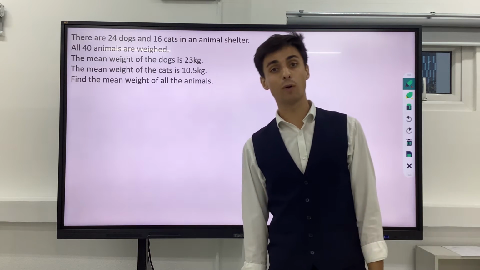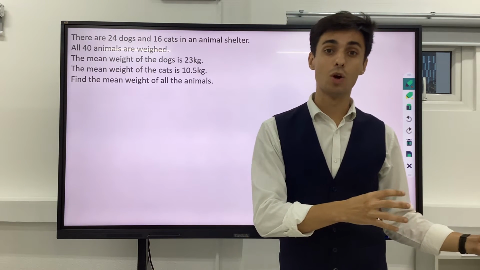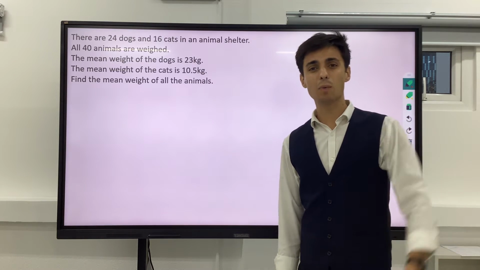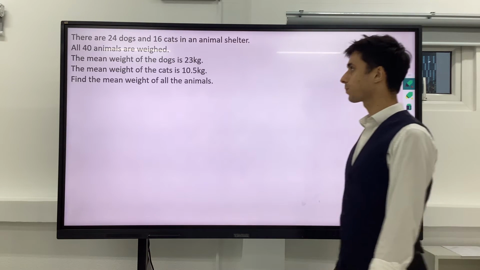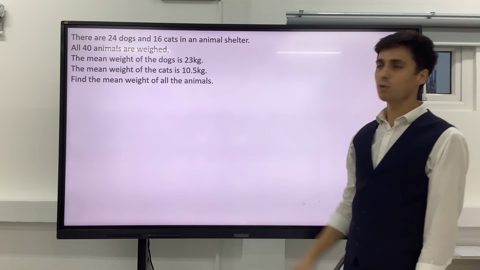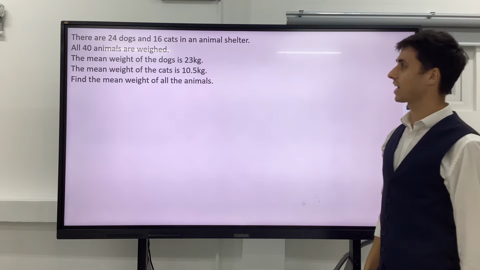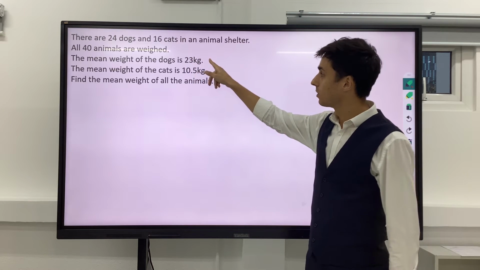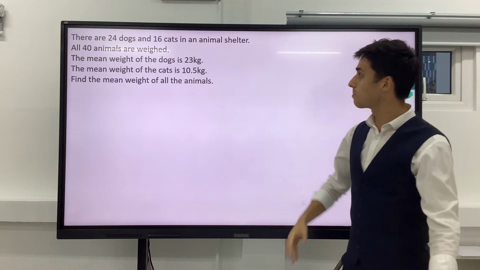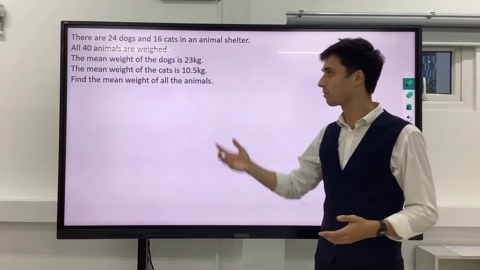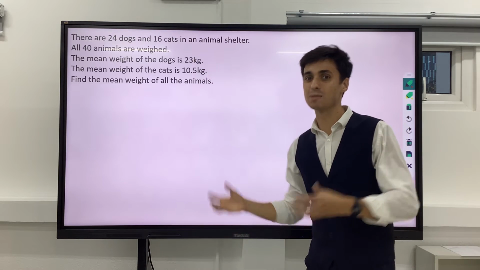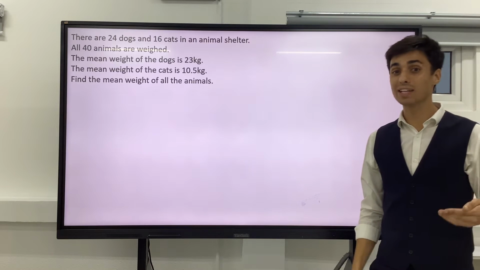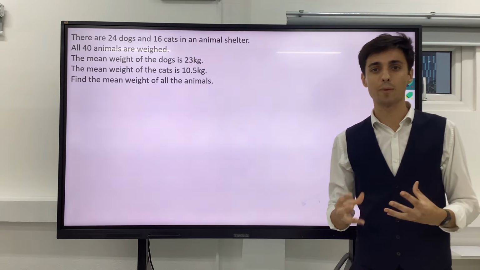This video is a follow-up to my previous video on balancing combined means. Let's see how it works for a different question. So we've got 24 dogs and 16 cats in an animal shelter. We weigh all 40 of them. The mean of the dogs is a bit heavier at 23 kilograms. The mean of the cats is a bit lighter at 10.5. We want to find the mean weight of all of the animals together.